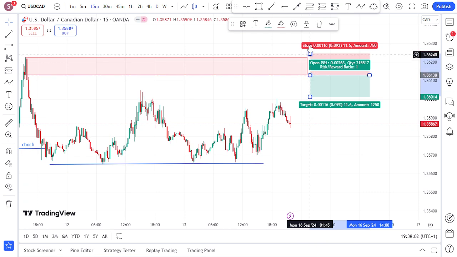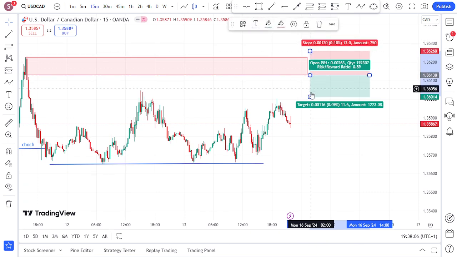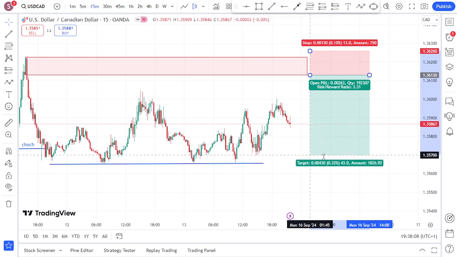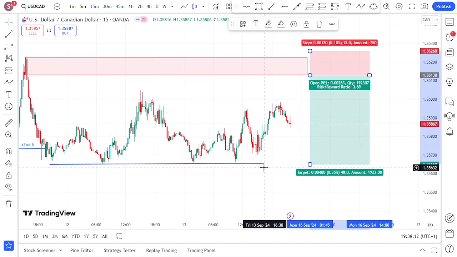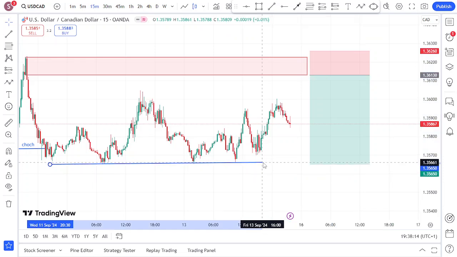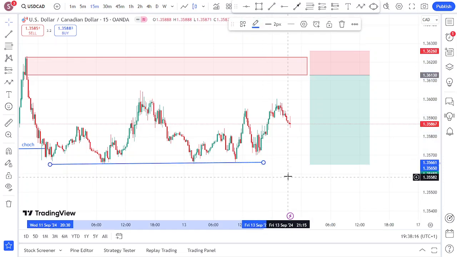So if I do this, I'll get something like a nice 1:6, which is very good. For every $1,000 I lose, I'm going to get $3,600 in return.